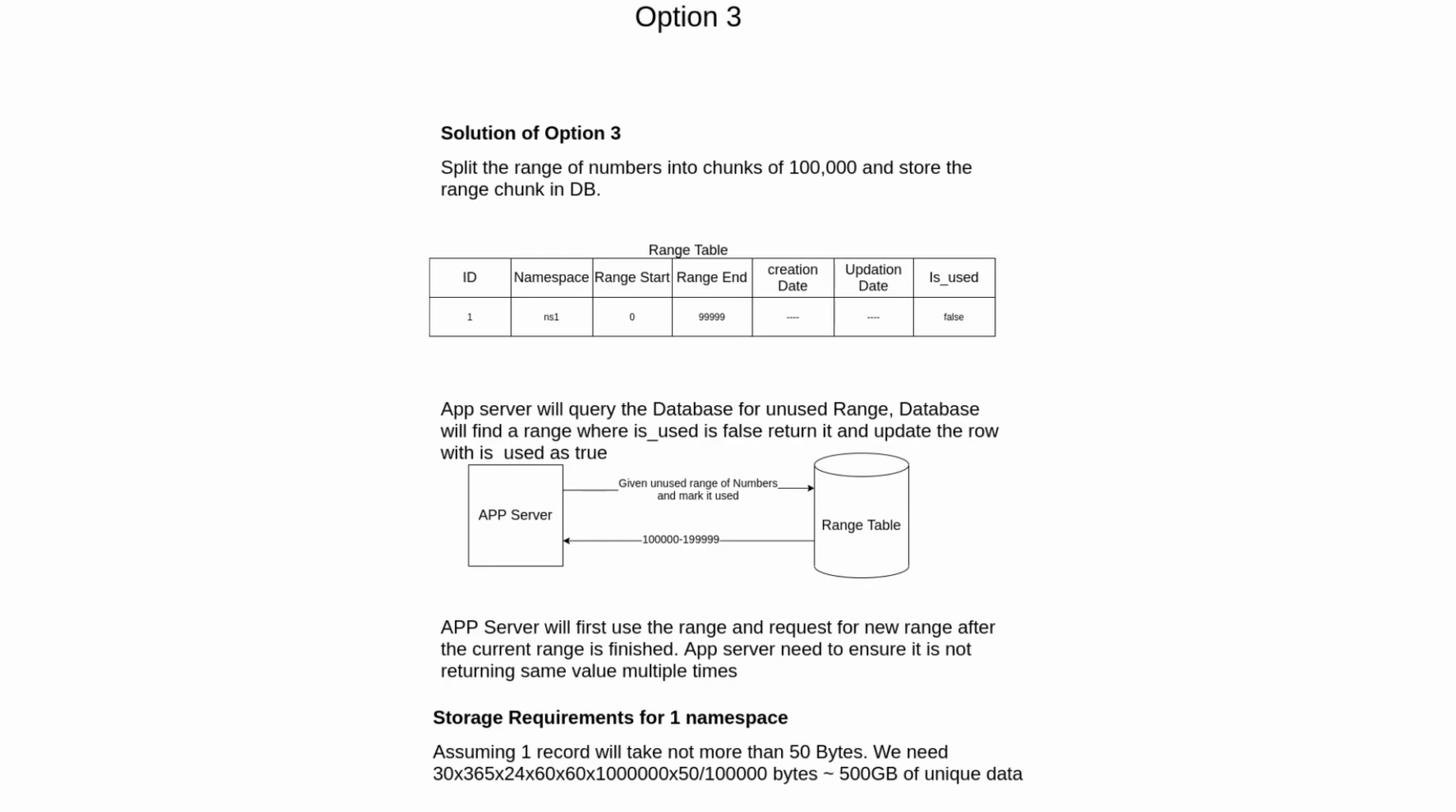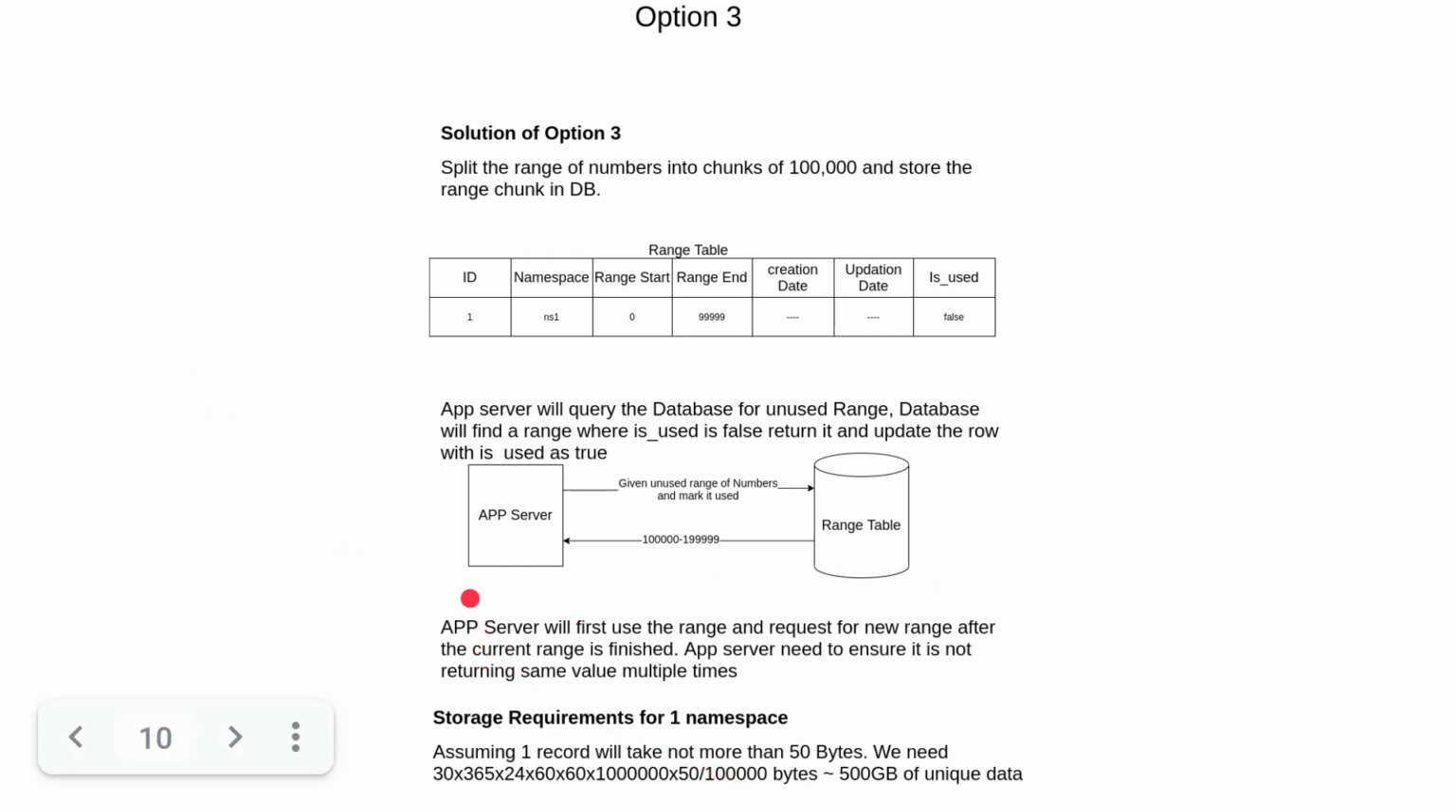Range end, creation date, updation date, and is used. Is used is a flag which will specify whether that particular range chunk is used or not. The app server will query the database for an unused range. The database will find a range where is used is false, return it, and update the row, updating that row's is used flag from false to true.